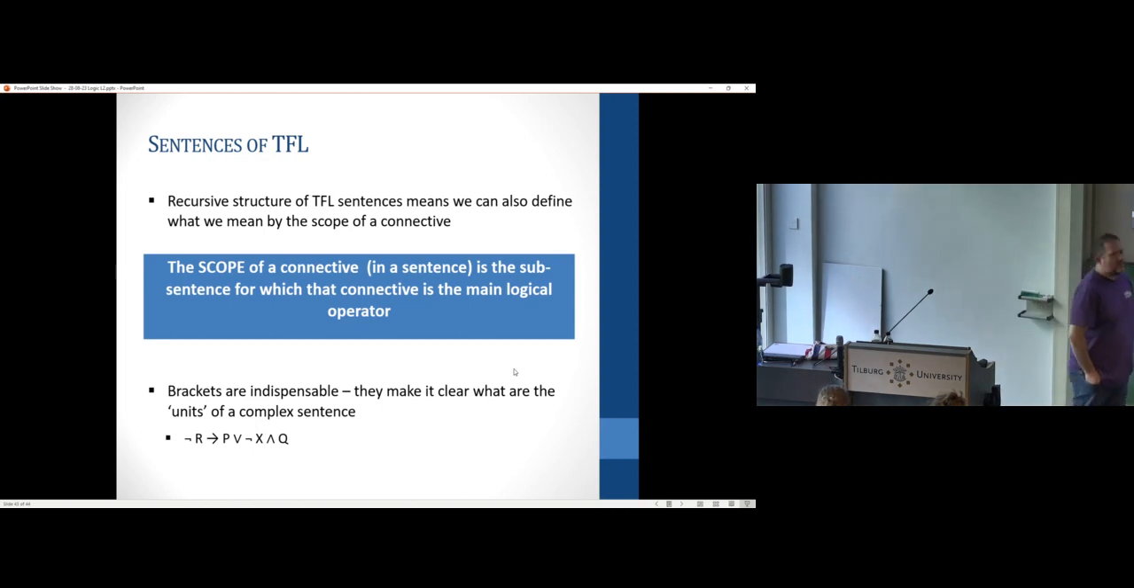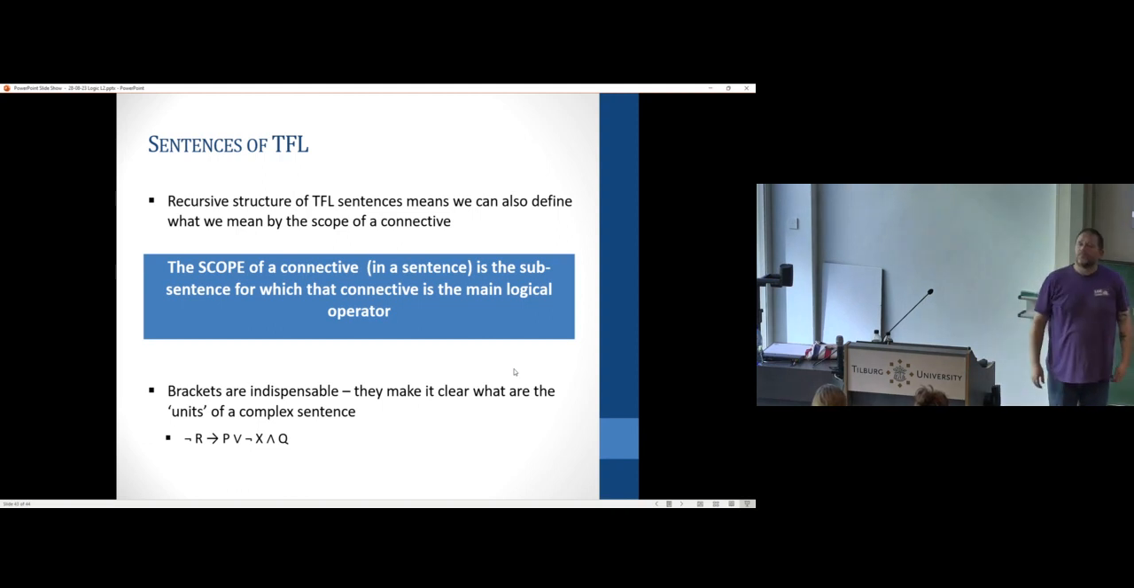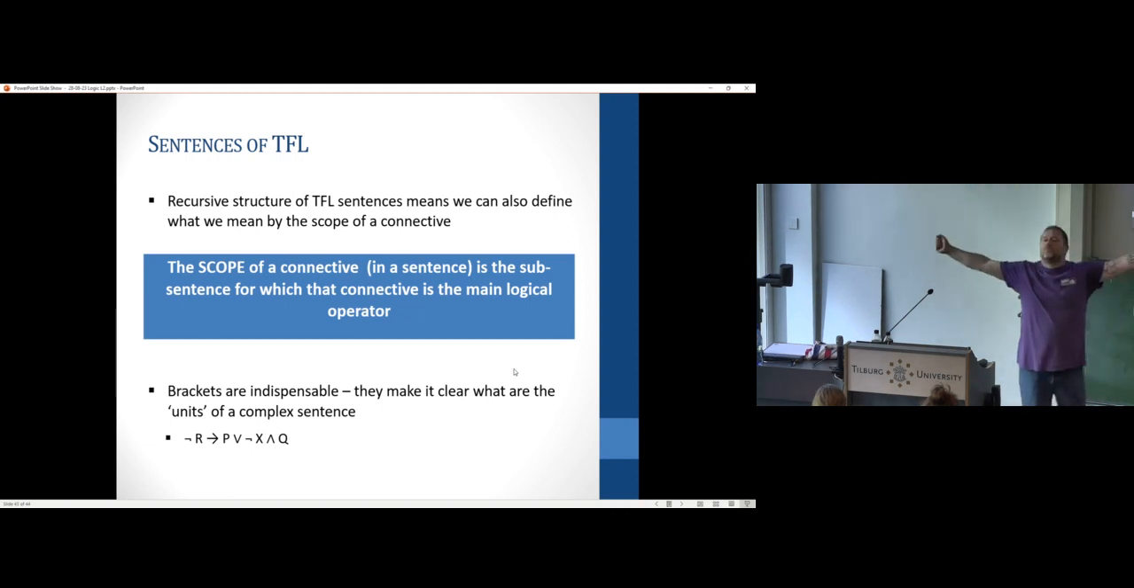This tells us the last two points I want to make for today. The penultimate one is actually defining the notion of scope that we talked about earlier. Remember we talked about where we had the negation, whether it was the whole sentence it was controlling or just part of a sentence? Well, we can define the notion of scope. The scope of a connective is the sub-sentence for which that connective is the main logical operator. So the MLO for a sentence is going to be the one whose scope is the whole sentence. It's the big bad one in the room.